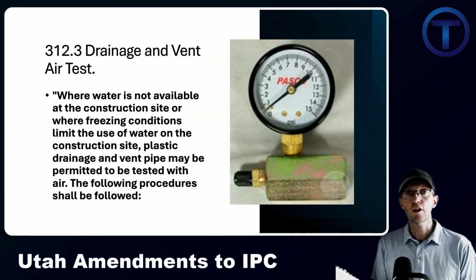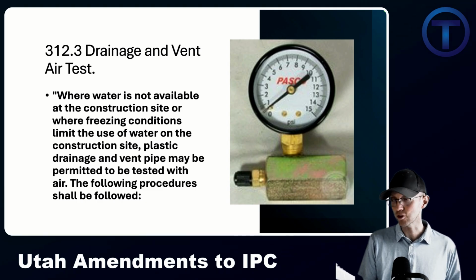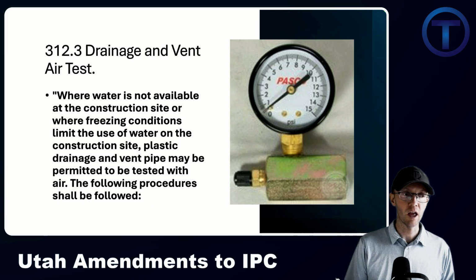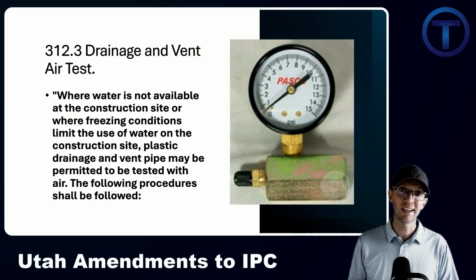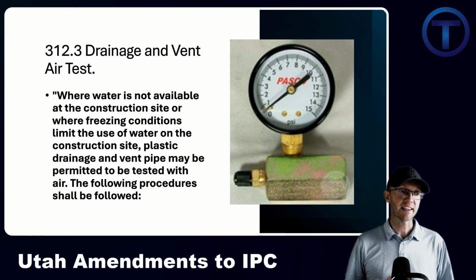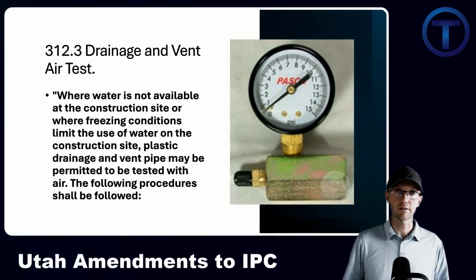All right, join me in section 312.3 in the International Plumbing Code. The very first line says, when it comes to drainage testing with air, that plastic piping shall not be tested using air. What? We do that all the time in Utah. What are you talking about? Well, the reason you're allowed to do that is because of the amendments. Utah's saying, well, what else are we going to do if it's winter, right? So here's exactly what it has to say. Where water is not available at the construction site, or where freezing conditions limit the use of water on construction site, plastic drainage and vent piping may be permitted to be tested with air. So there you go. Now you can.